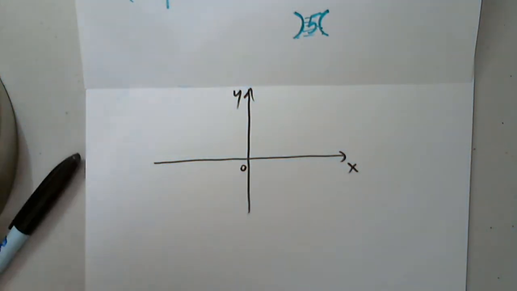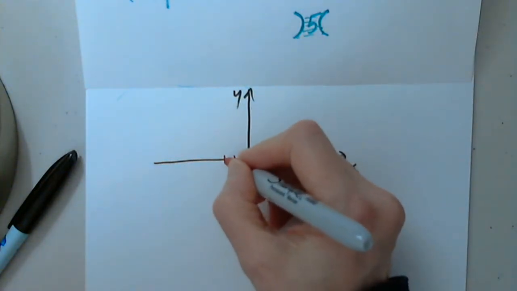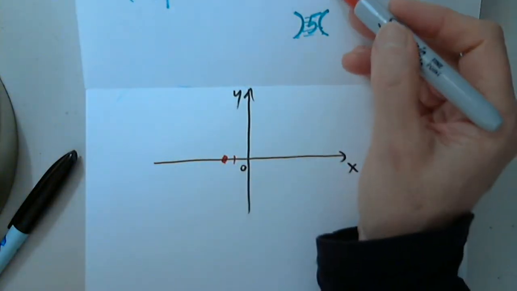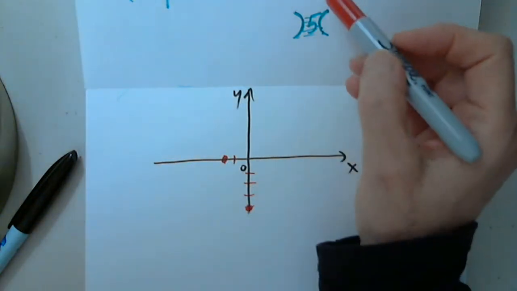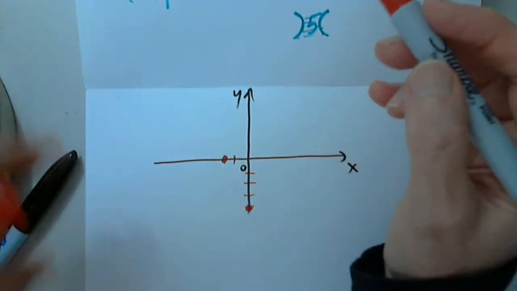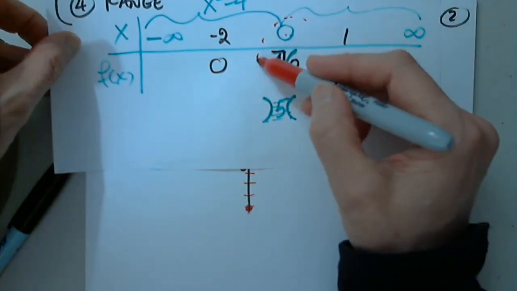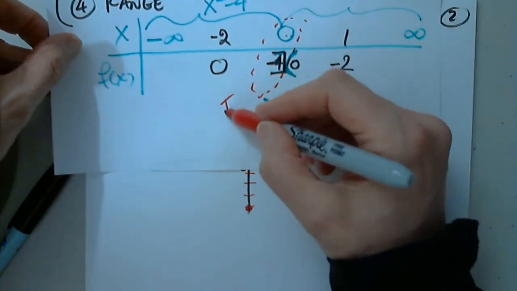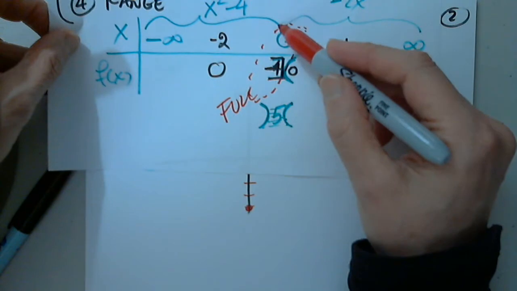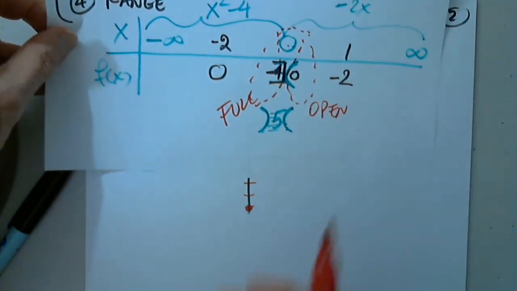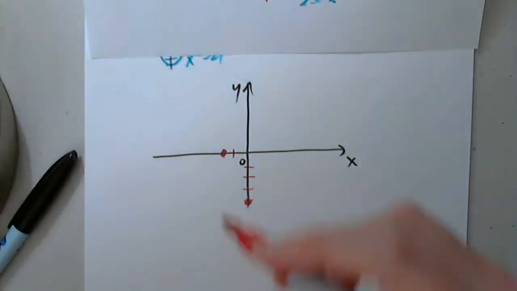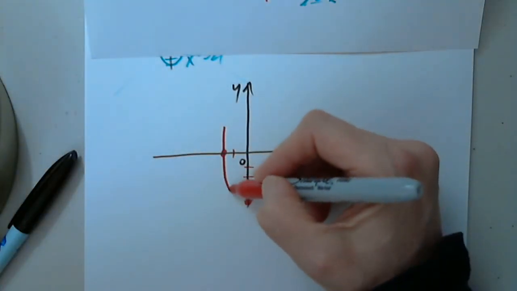Okay, so here it is. At negative 2, 0, as we knew. 0, negative 4 must be a full point. Why? Because of the bracket. So this is full. And this is open. So I know the graph, it's quadratic.